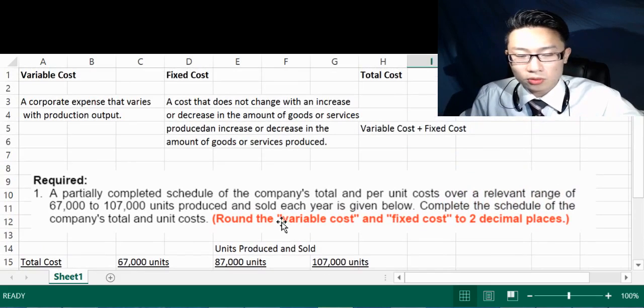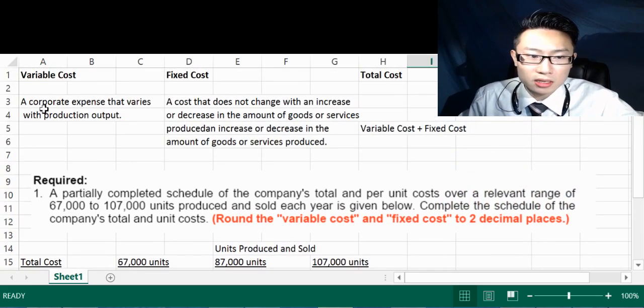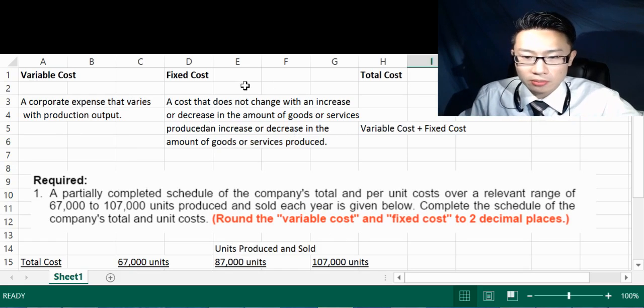I hope this tutorial gives you a better understanding of variable cost. This cost is going to vary depending on the quantity of output. Fixed cost is going to remain the same for this exercise and for this period of time. And total cost is simply adding the variable cost and fixed cost together.